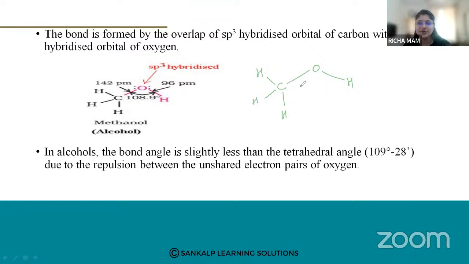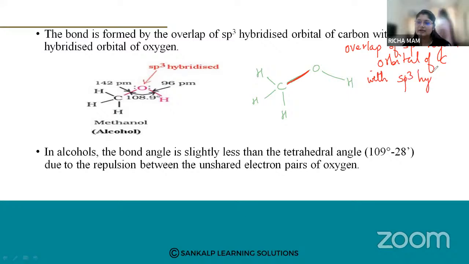In this alcohol, how is the CO bond formed? This particular CO bond, let me highlight it with red color. The CO bond is formed by the overlap of an sp3 hybrid orbital of carbon with an sp3 hybrid orbital of oxygen. So like this, the overlap is formed. How is the CO bond formed?